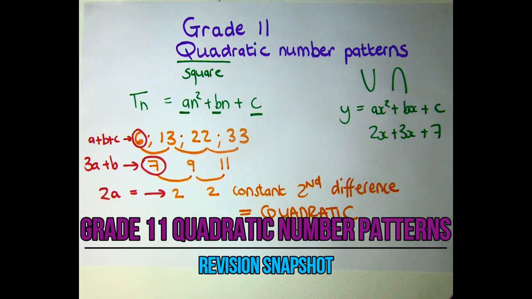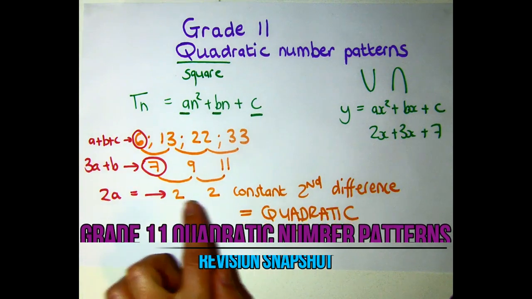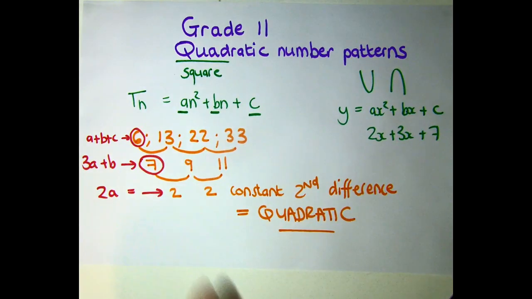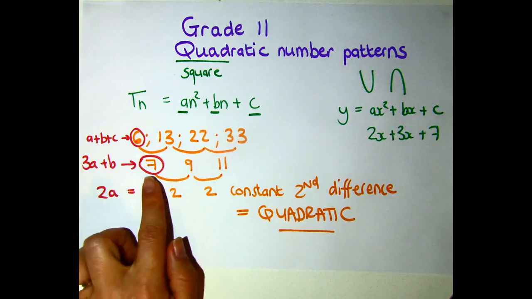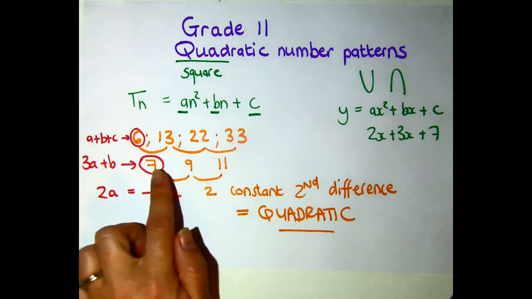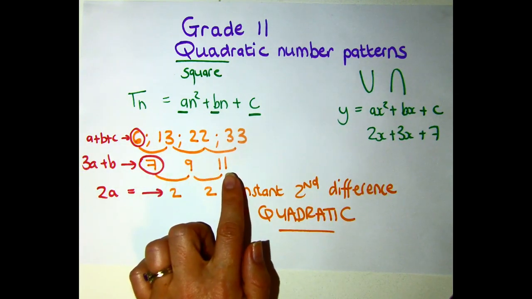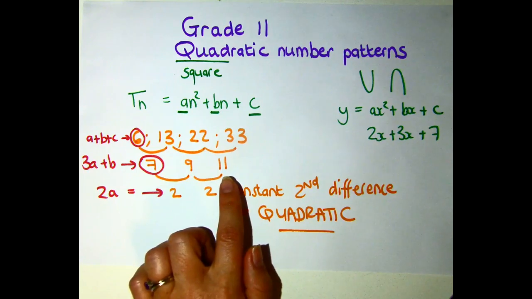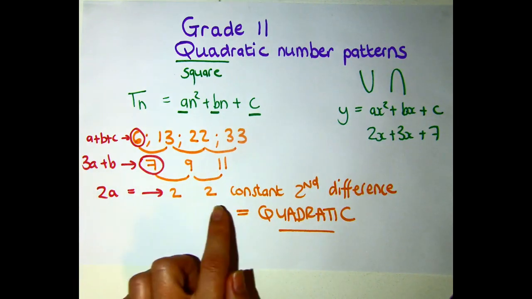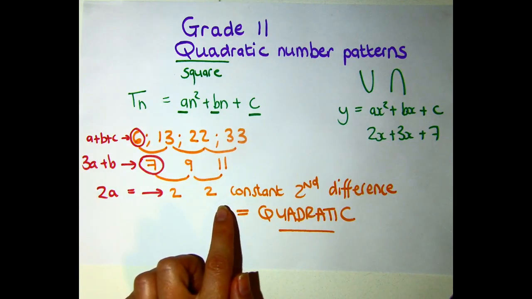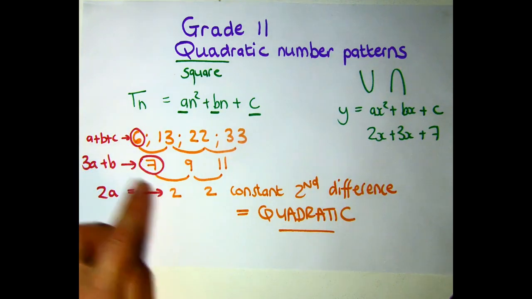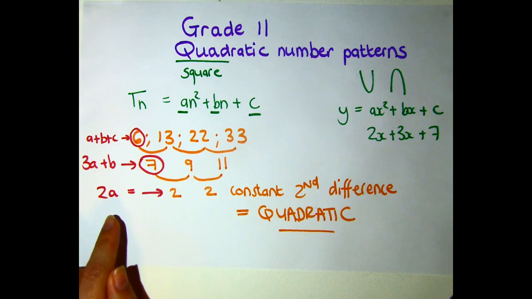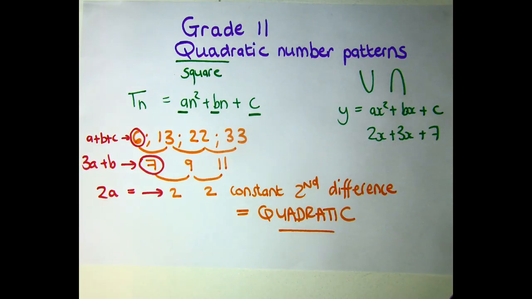For quadratic number patterns, we need to figure out what the second differences are. So we're going to write out the pattern like we did with linear ones. We find the first differences, and they will not be the same, and that's how you know it's not linear. Then when you find the second difference, you'll find that it's constant, and then we work with each of those numbers using special formulas that you've got to learn off by heart in order to find the formula for the quadratic number pattern.